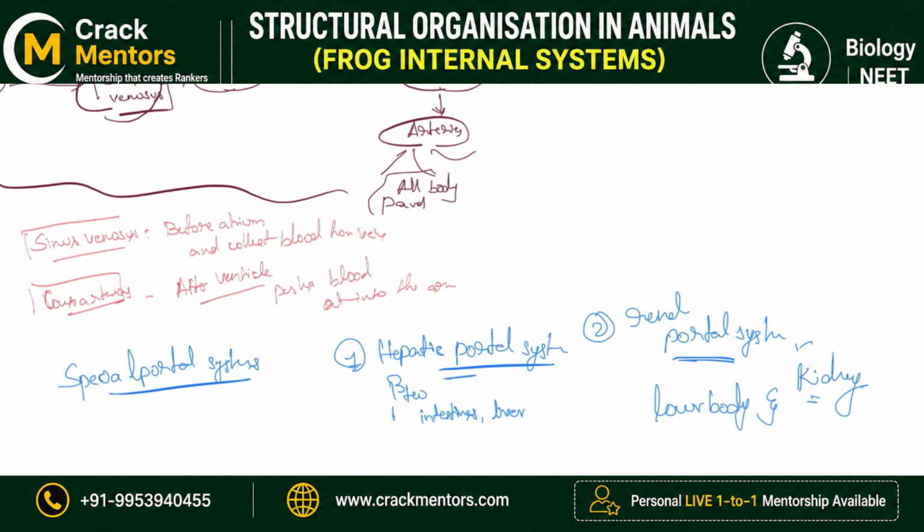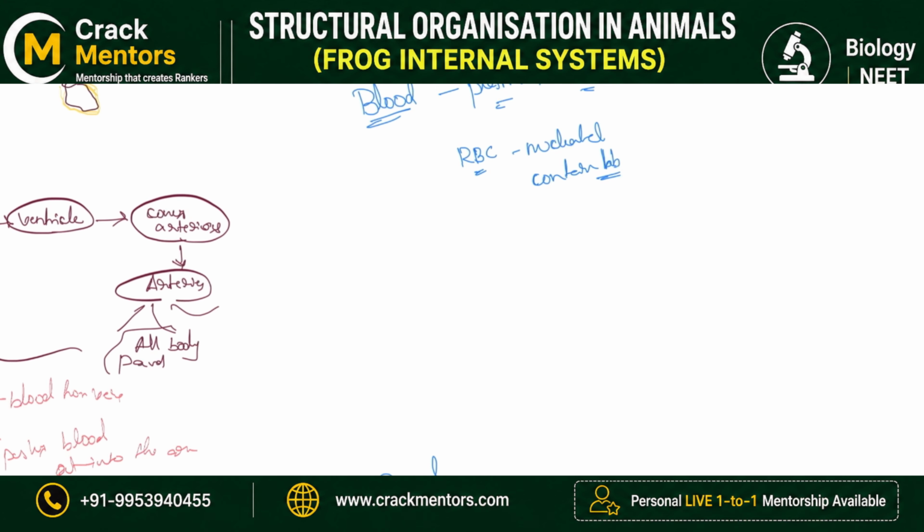So next, we'll be discussing the blood of frog. What does the blood contain? The blood contains plasma and blood cells. So it also contains RBC. The RBC of frog are nucleated and they contain hemoglobin. The RBC of human blood are unnucleated, they have no nucleus, whereas in the frog the RBC is nucleated.